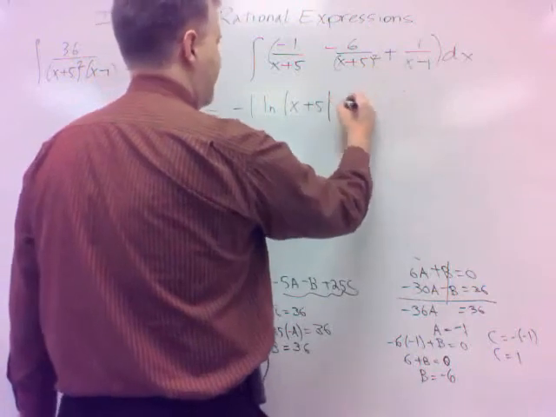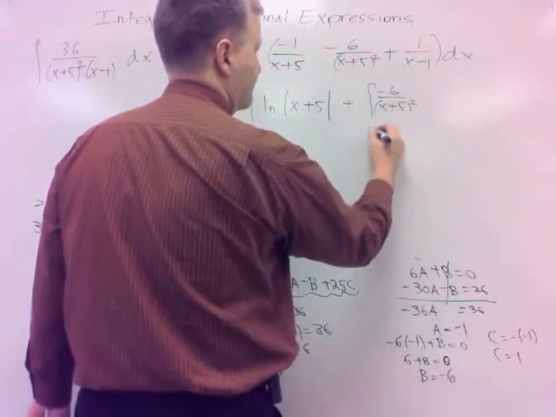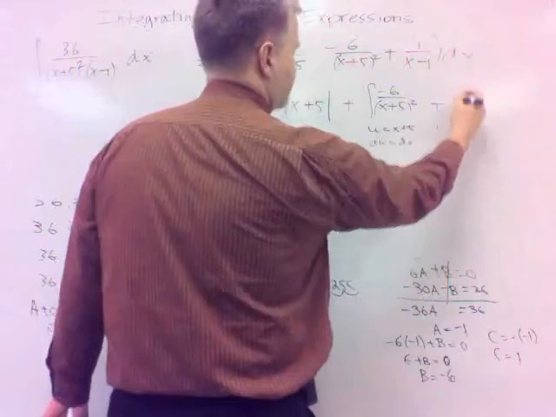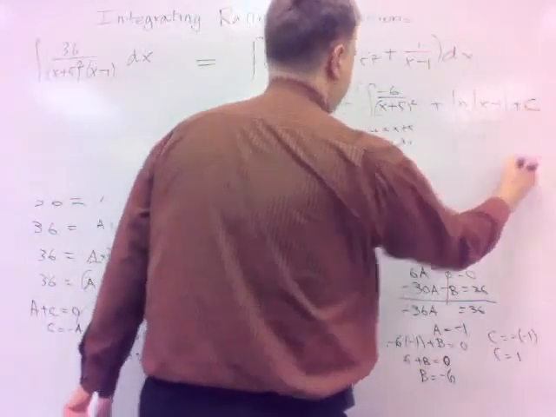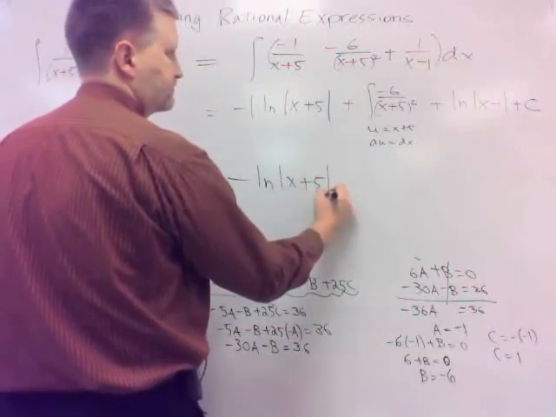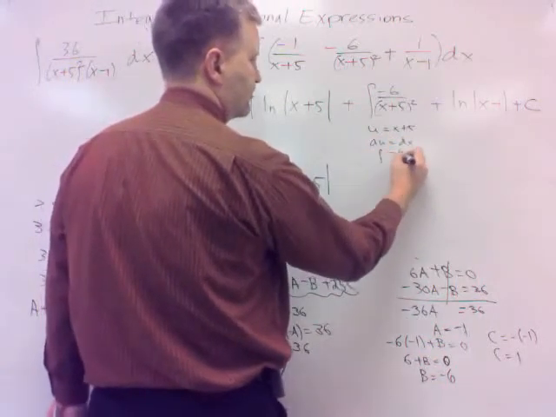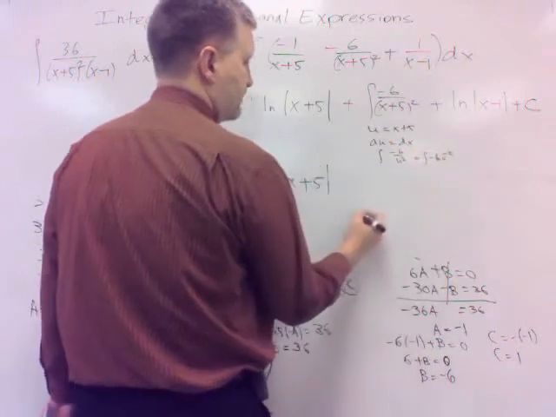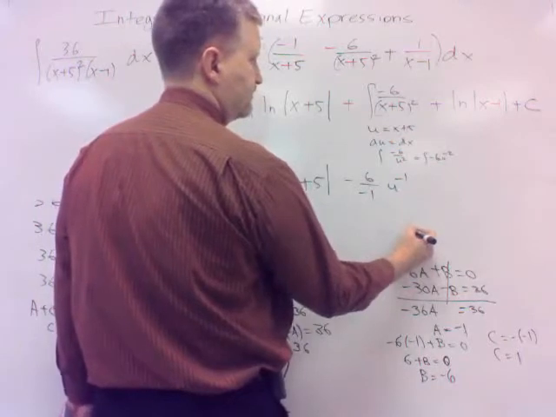Second one, u equals x plus 5, yeah. Do the second one. Just let u equals x plus 5, du equals dx, and go with it. And then the last one's just natural log of absolute value of x minus 1, isn't it? That's minus ln of x plus 5. That would be negative 6 over u squared, or negative 6 u to the minus 2, so that's the same. Be minus 6 over negative 1 u to the minus 1.